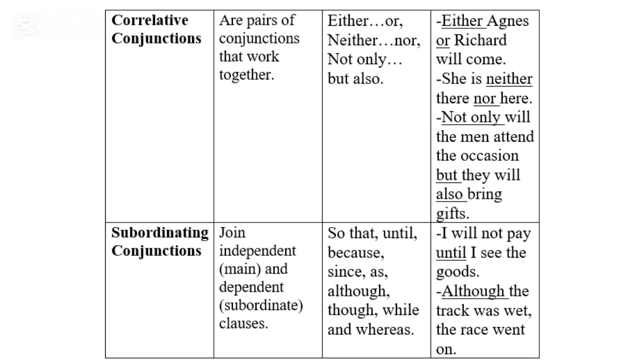Let's look at the sentence examples. I will not pay until I see the goods. Another example, although the track was wet, the race went on. So in these examples, the subordinating conjunctions are until and although. So in these examples, we have two types of clauses being used. One is dependent, the other is referred to as independent.